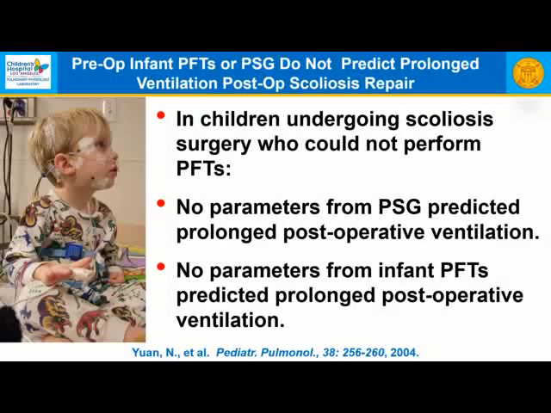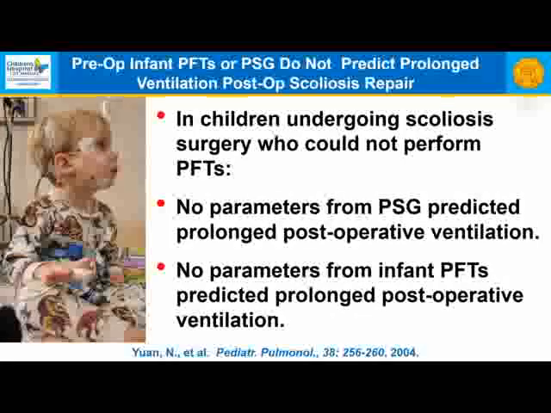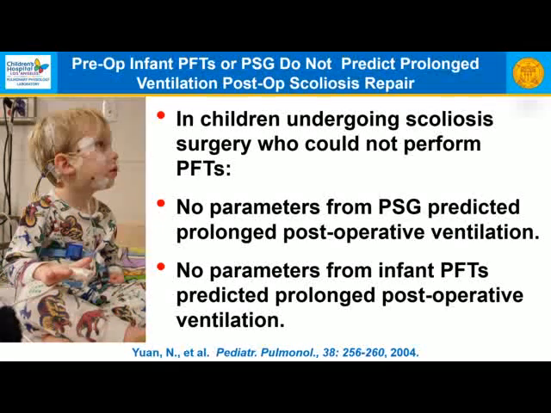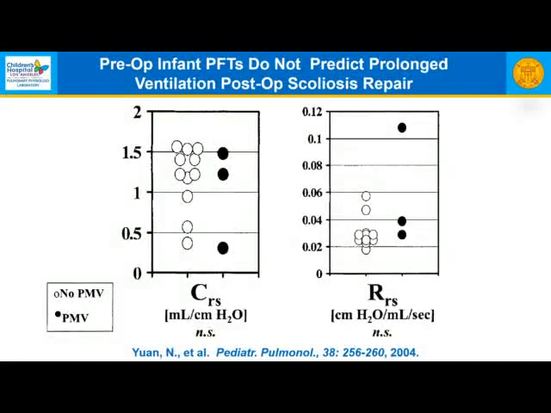In children undergoing scoliosis surgery who could not perform PFTs, no parameters from the polysomnogram predicted prolonged ventilatory support, and no parameters from infant pulmonary function tests predicted prolonged post-op support. So here are the two parameters that are frequently measured in infant pulmonary function testing: compliance of the respiratory system and resistance of the respiratory system. And although the numbers are small, I think you can see that there really is no difference.